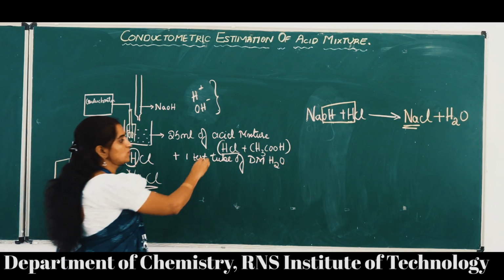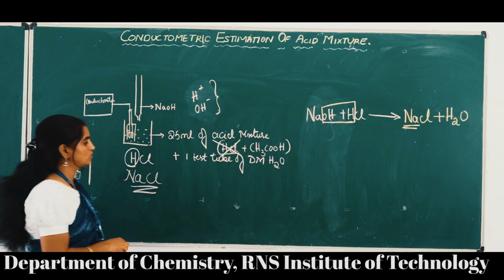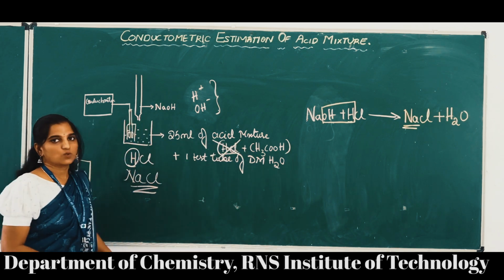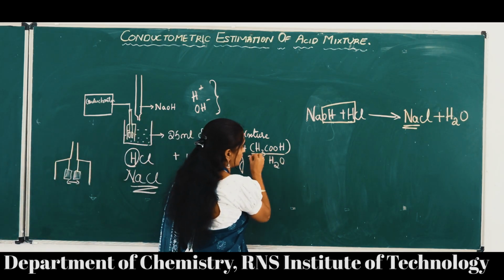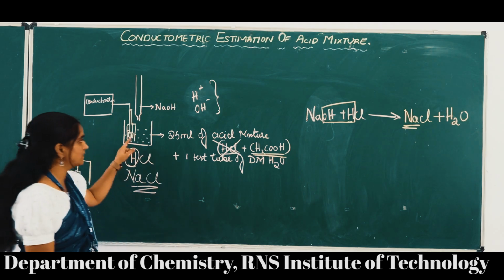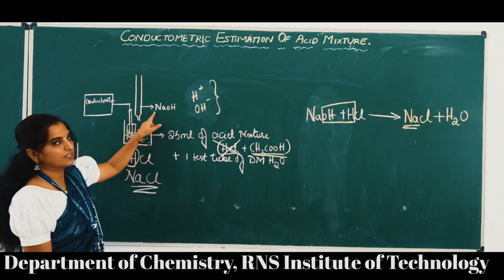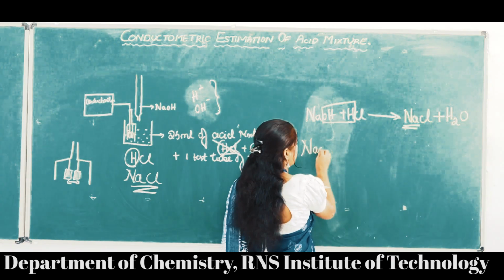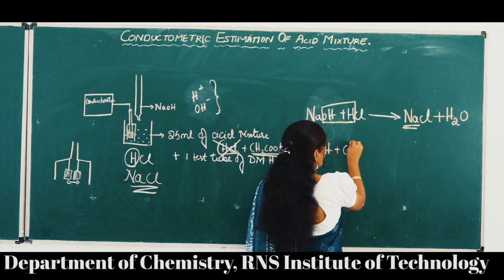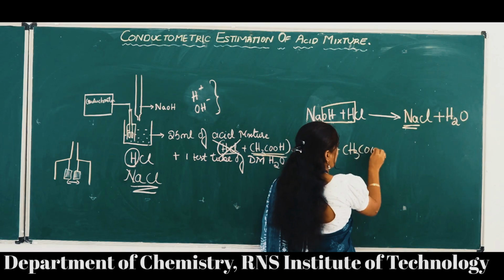After the completion of the neutralization of HCl, when there is no HCl in the beaker, what happens? Now the neutralization of the acetic acid takes place. The reaction between the acetic acid in the beaker and the titrant takes place. So the next reaction will be the neutralization of acetic acid. So acetic acid will be neutralized.